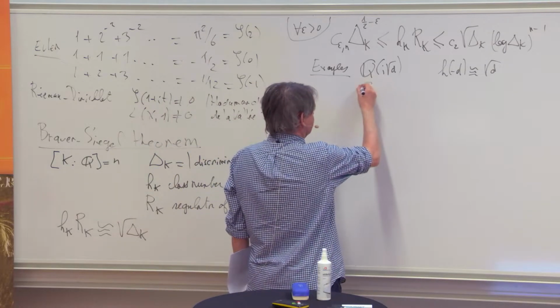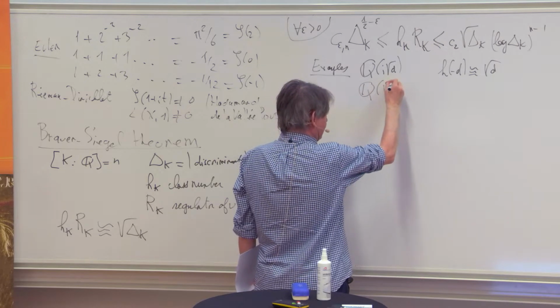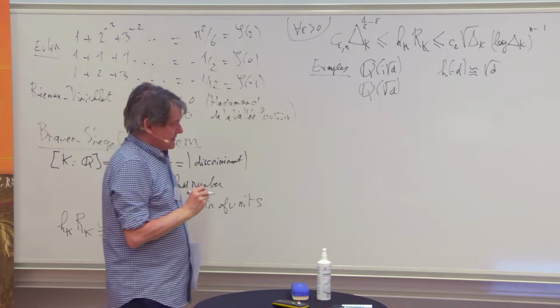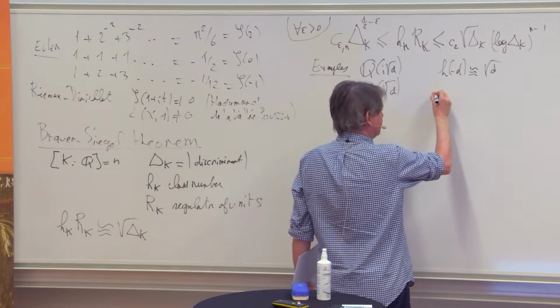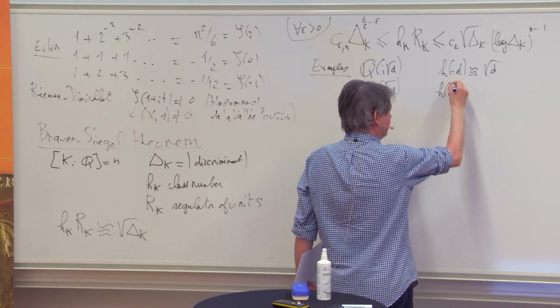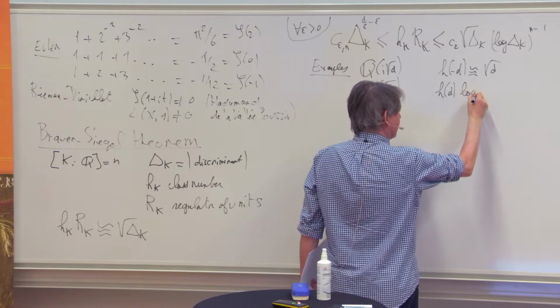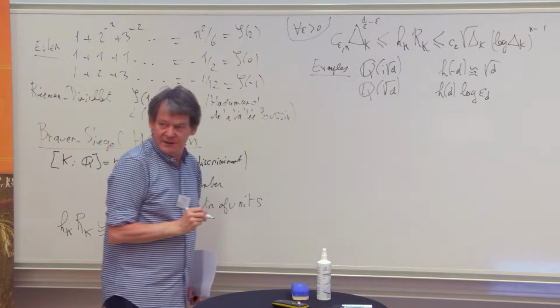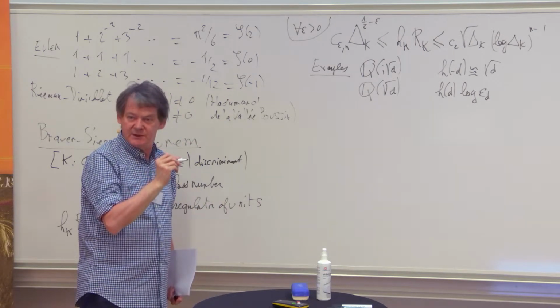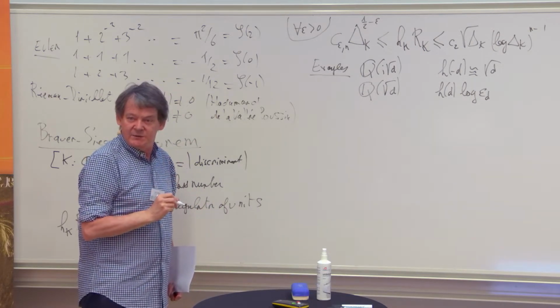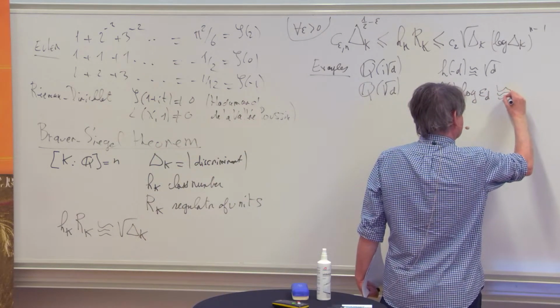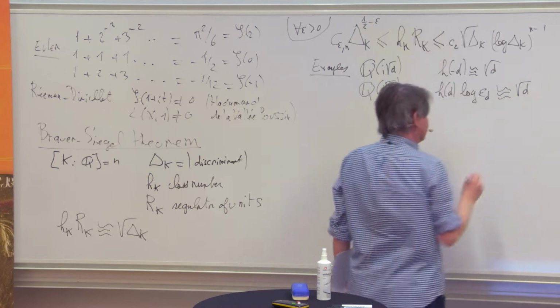If you look at a real quadratic field, then what it says is that the class number of this field times the logarithm. So I will write explicitly the regulator, as this is just one unit that generates the whole group, and you take the log of it. That behaves like the square root of d.